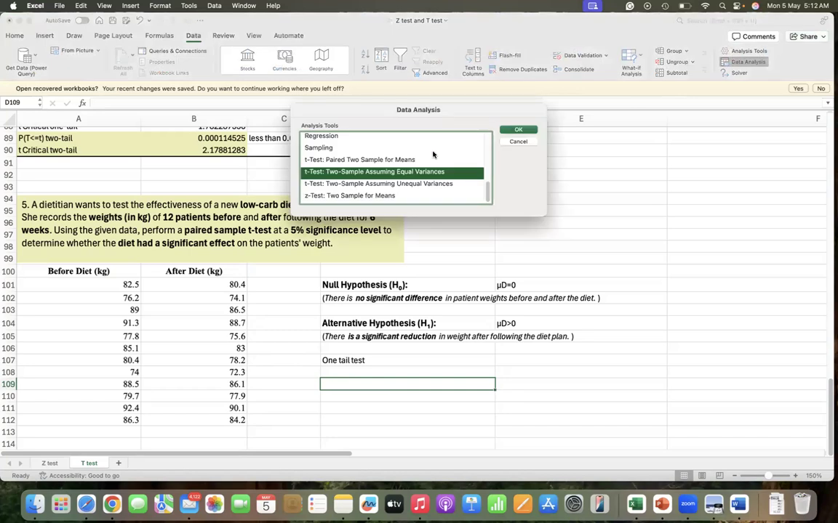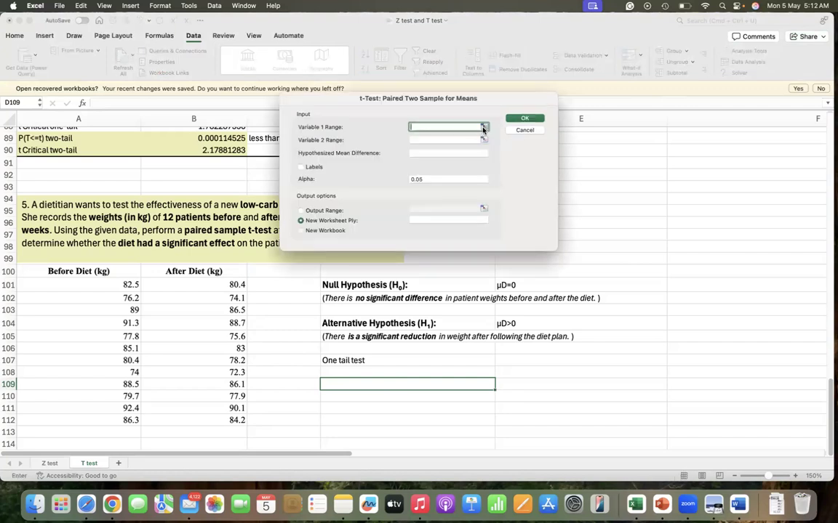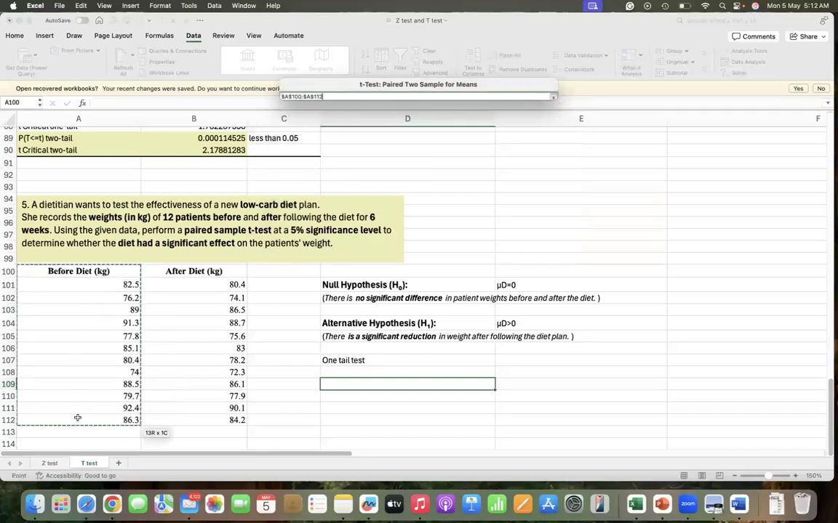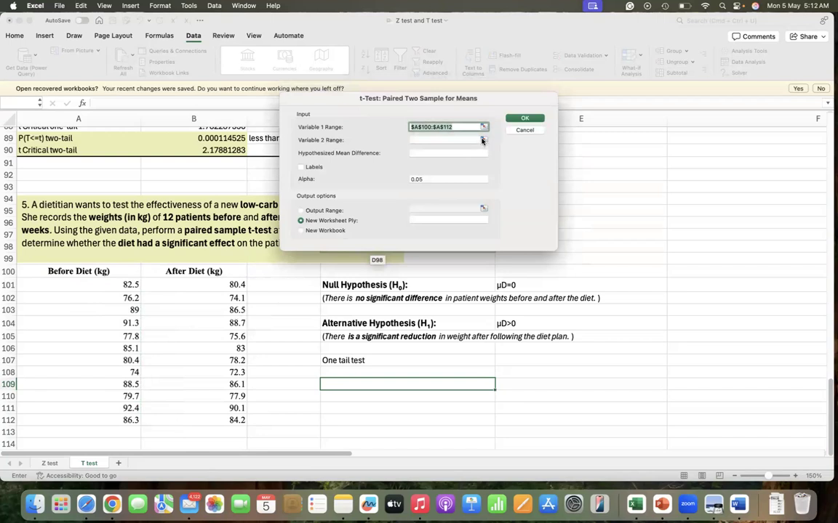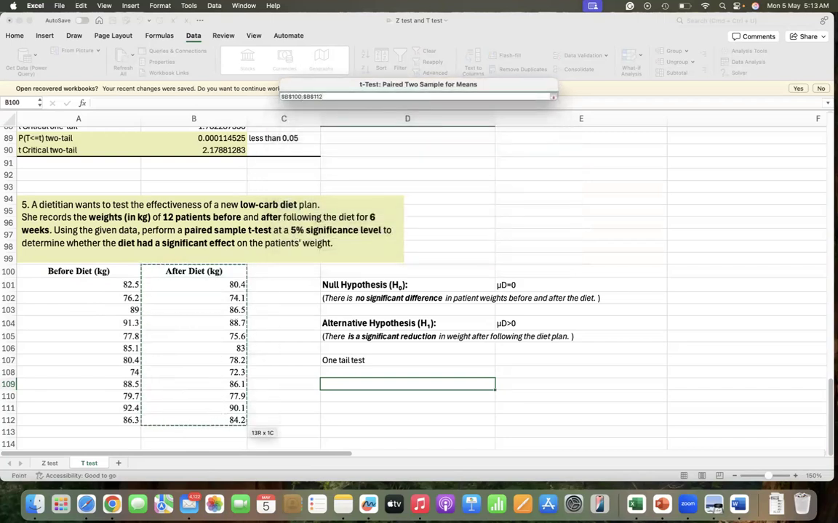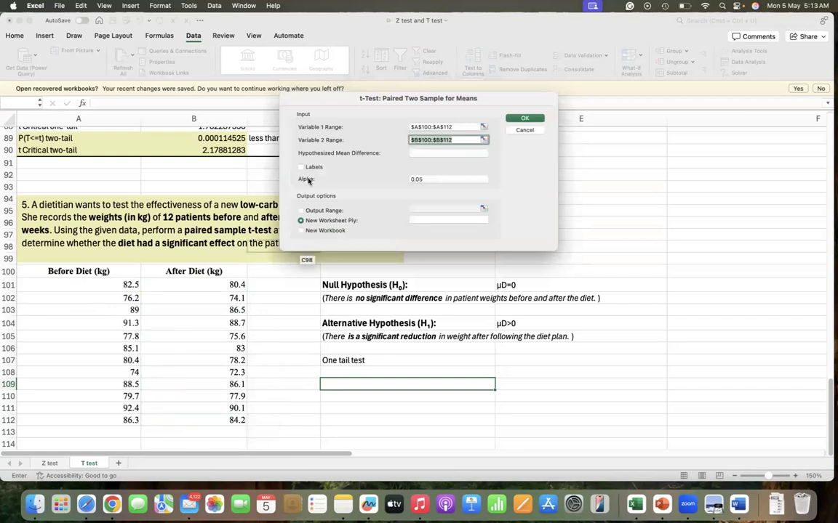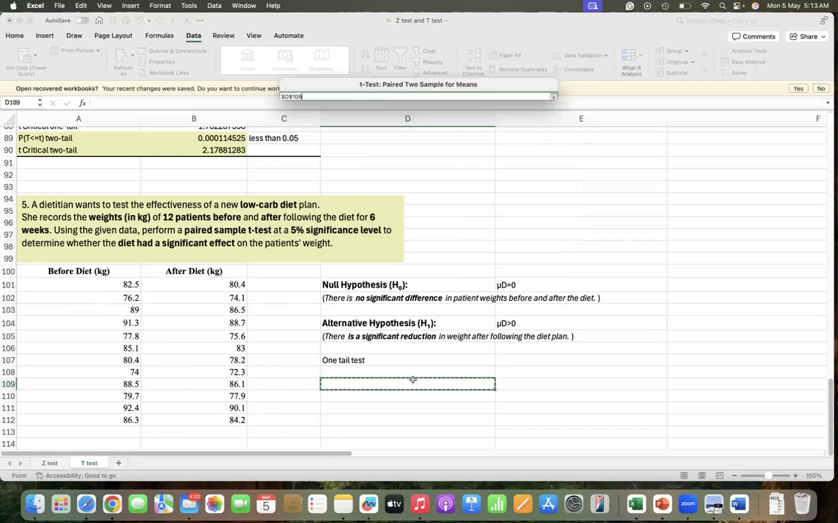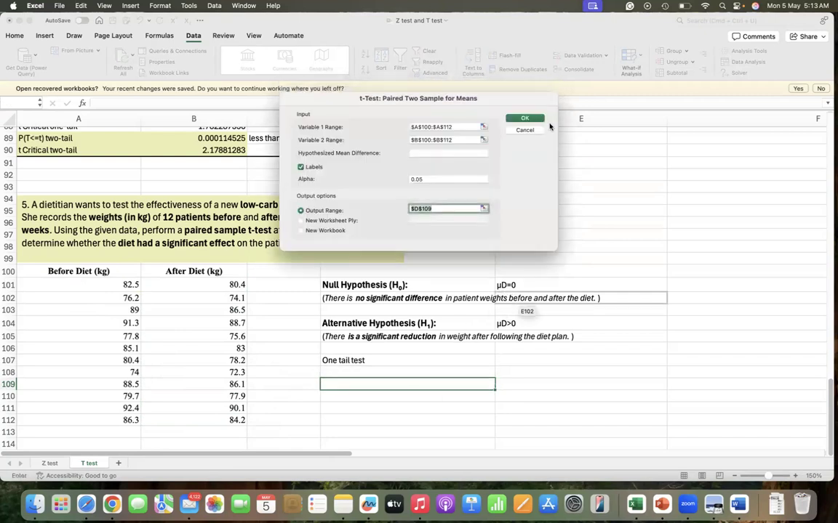Let us go to the data tab again. Data analysis. Now we'll see t-test paired two sample for means. Paired two sample for means. Okay. Variable one is before diet. Variable two is after diet. Labels okay, alpha significance level 0.05, output I want it to be here. Let me press OK.